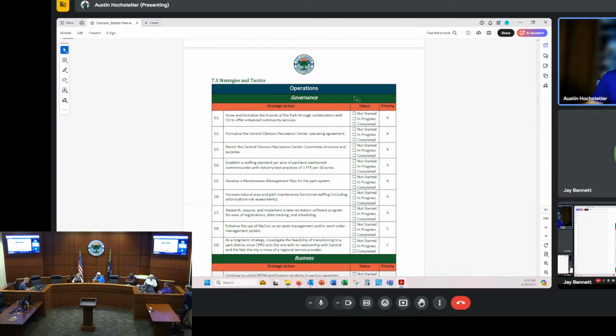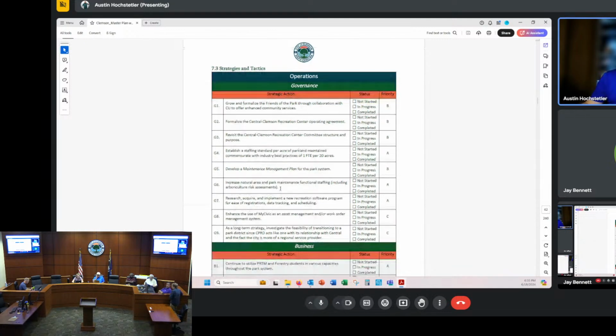Basically, operations, governance, and business. For governance, there are about 9 tactics or strategies, like growing and formalizing the Friends of the Park through collaboration with Clemson University to offer enhanced community services. And then there is a box that you can use as a status update: we've not started this, it's in progress, it's completed. We've also started to introduce the priority tier, meaning we did a 3-tier priority. So it's either an A priority, a B priority, or a C priority, and we started outlining these.